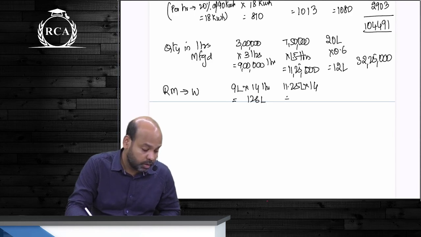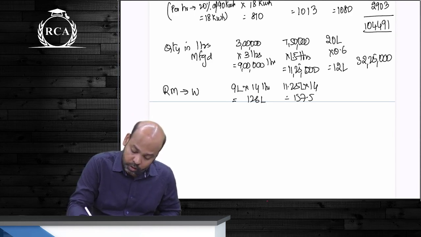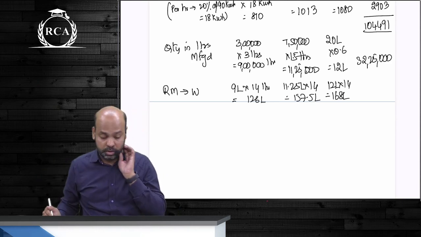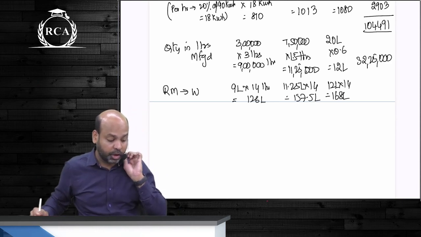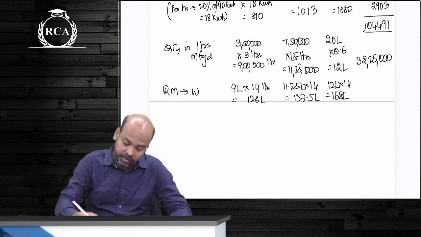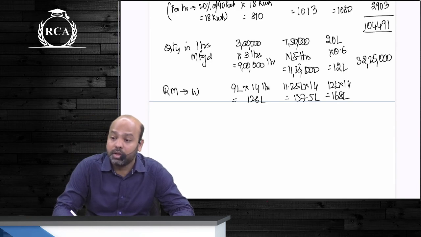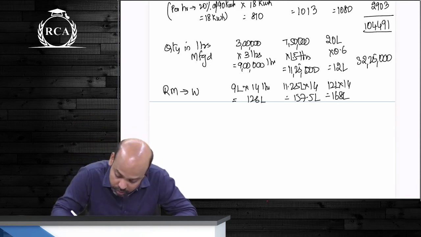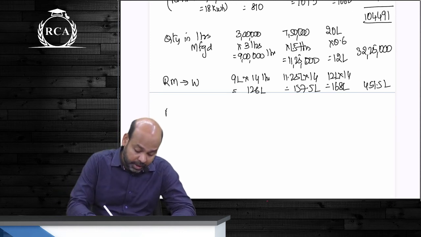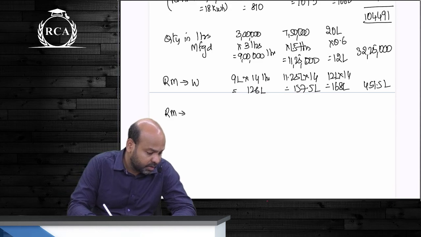126. Then 11.25 lakhs into 14 lakh liters. 12 lakh liters into 14. That is 168. This is the answer to the third part. What is material W required for small size bottles? Answer aa gaya beta. Now total, guys, 451.5 lakh liters. Raw material, guys, what is the second one?